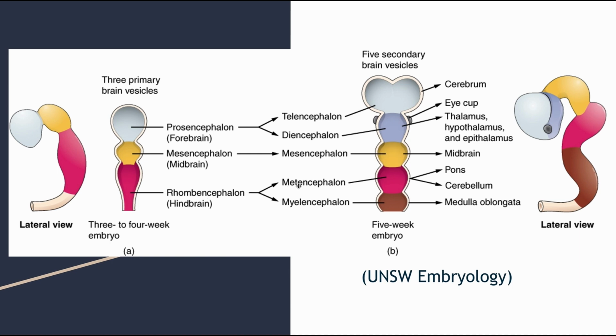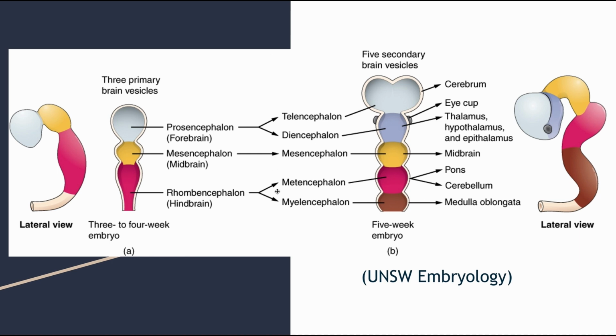Rhombencephalon divides into metencephalon and myelencephalon. Metencephalon got its name from the root word meta, which means change. Meta plus cephalon became metencephalon. And myelencephalon got its name from the fact that it later develops to protect the spinal cord, and myelin is a word that represents protection.